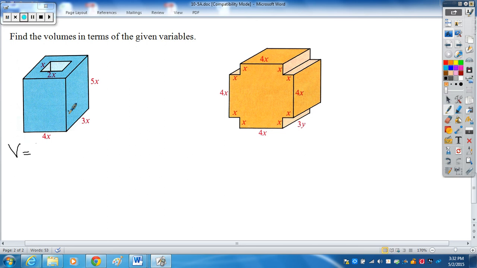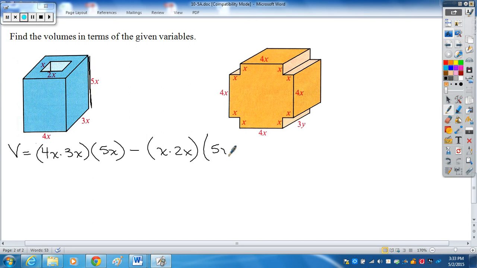So base area times height. The base area would be a 4x by 3x, that's the base area, times the height of the structure, which would be 5x. Okay, that's the volume of the entire structure before we remove that inner core. Now we're going to subtract out the base area of this rectangular prism, which is x by 2x. That's the base area, and the height of the inner structure is going to be this 5x right here. Okay? And that's it. Now you just have to simplify it up.